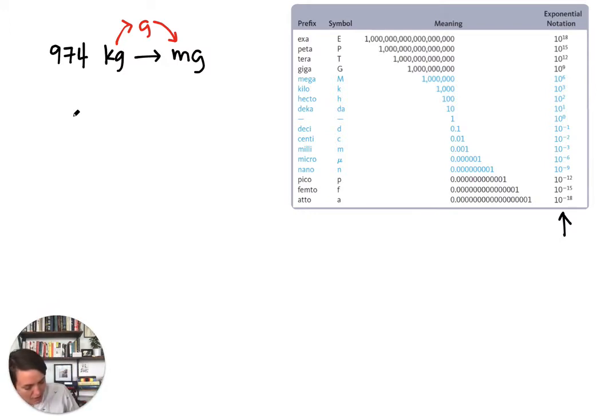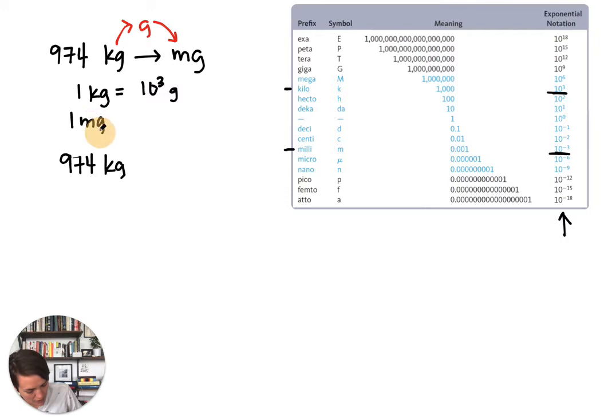So first, let's identify what our relationship is between kilograms and grams. So kilograms is 10 to the third. Milligrams is 10 to the negative third. Okay, so we have 974 kilograms. And we know that 1 kilogram, right, that's my modified, my prefix unit, is going to be equal to 10 to the third grams. And we know that 1 milligram is equal to 10 to the negative third grams.